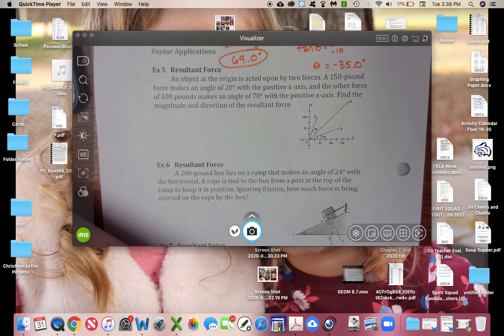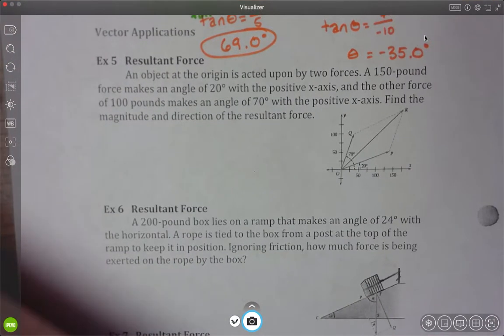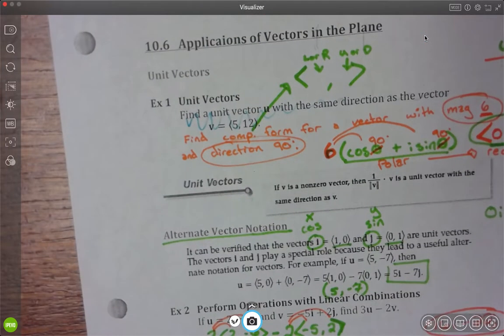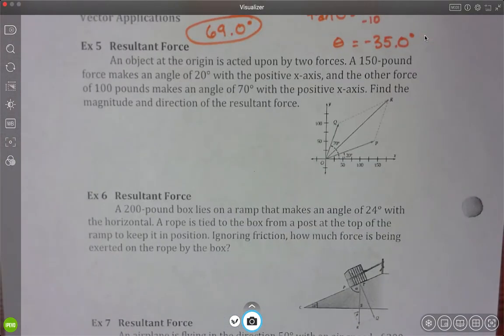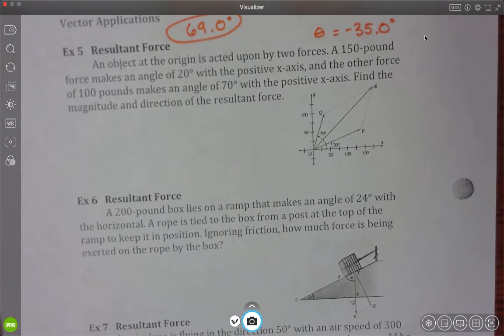Okay, Trig class, this is the second half of the 10.6 video. We're going to start diving into some story problems where you have two vectors that you have to add together. So let's just start. An object at the origin is acted upon by two forces.